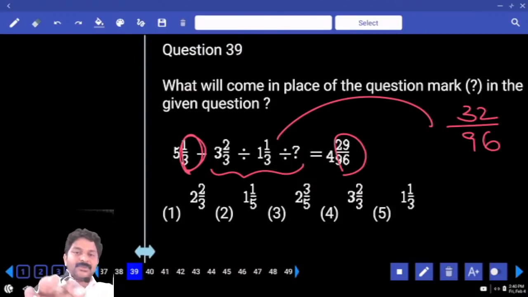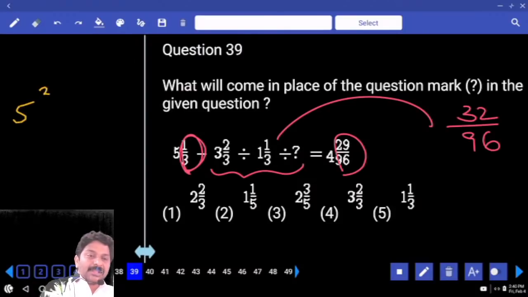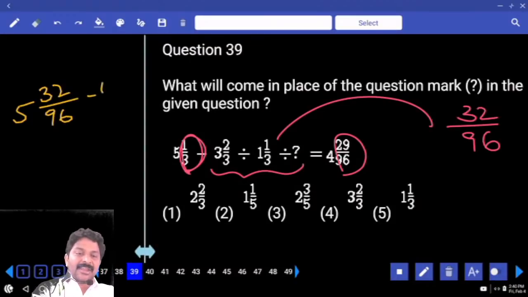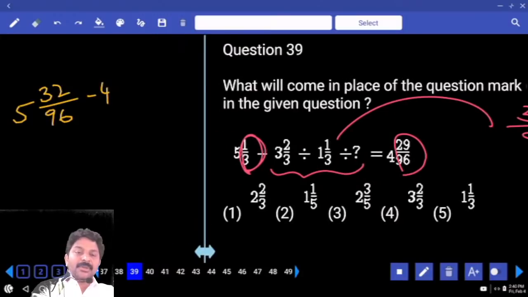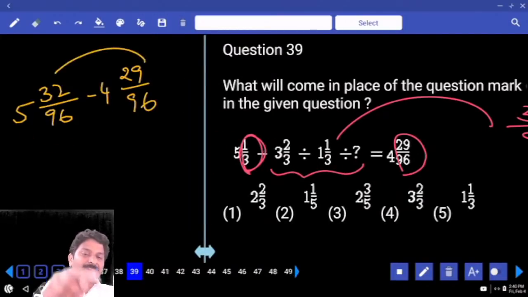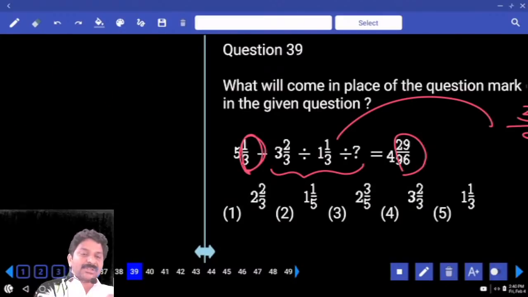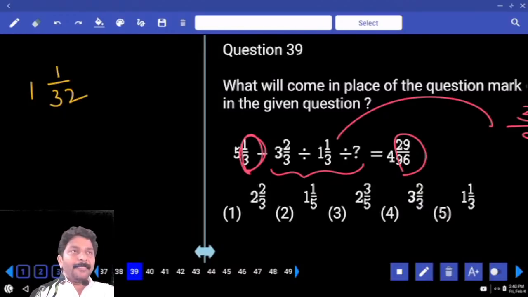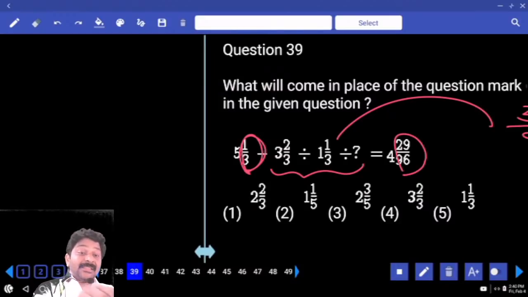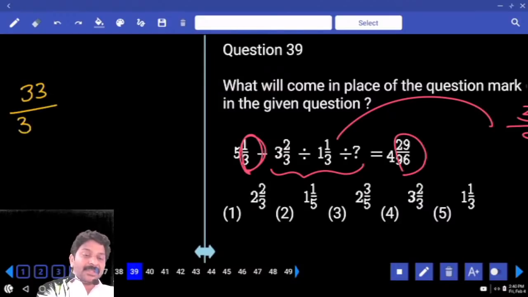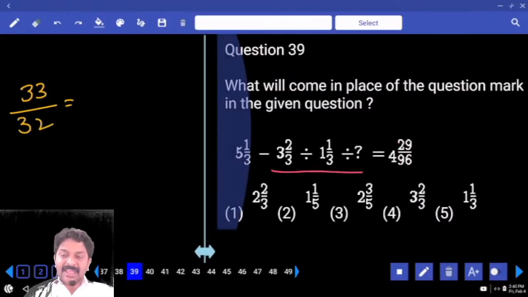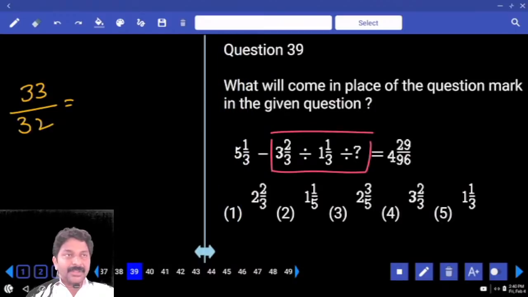Okay? So I'll take that number as 5, 32 by 96 minus the right hand side number which comes to the left hand side, 4, 29 by 96. 5 minus 4, 32 minus 29, 3 by 96, 1 by 32. So that is 1 by 32. Clear? Simplified form? 33 by 32. So left hand side is 33 by 32. And what is there in the right hand side? The entire number comes to the right hand side. Correct? 3, 2 by 3.